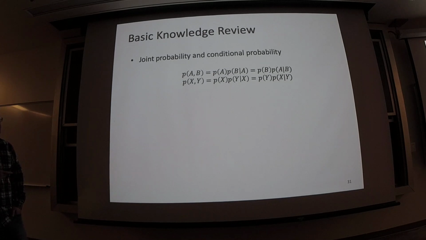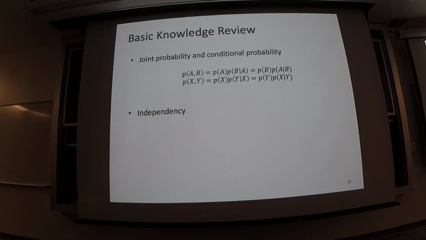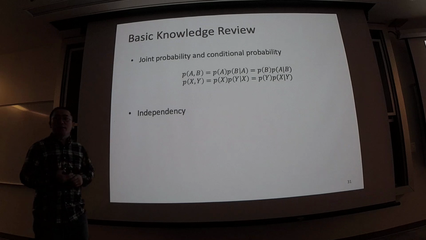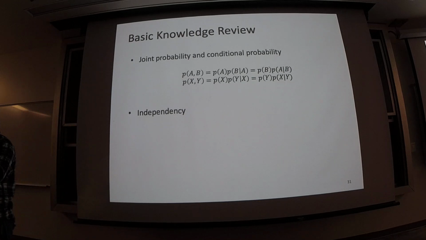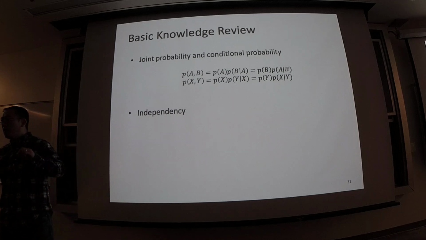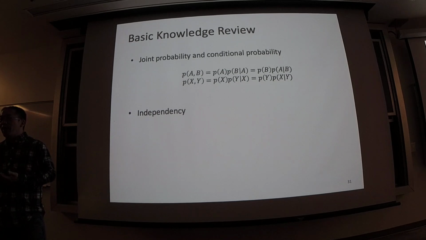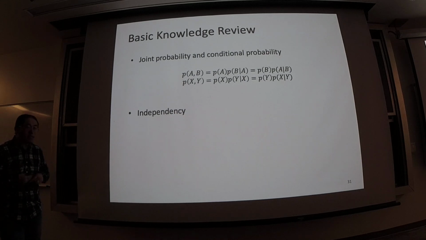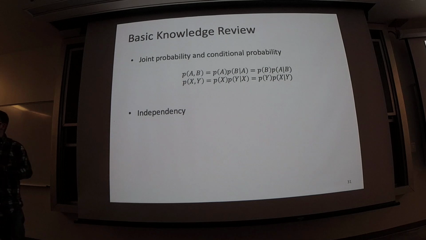So now, given the definition of joint probability, we can introduce the concept of independence. Intuitively speaking, independence means that the occurrences of two events have nothing to do with each other. If I say random events A and B are independent of each other, it means that the occurrence of A has nothing to do with the occurrence of B. But in math language, how do we define independence?